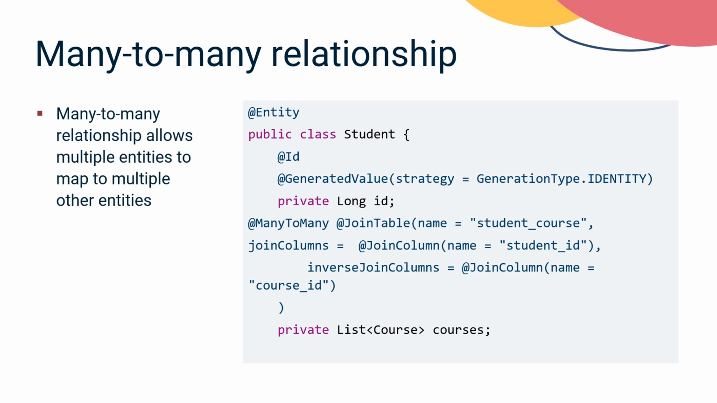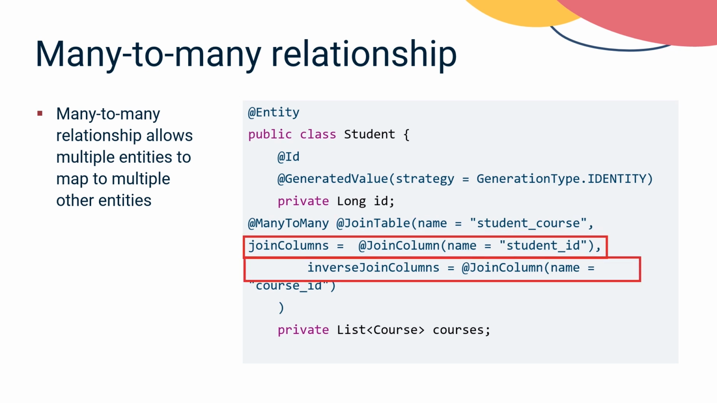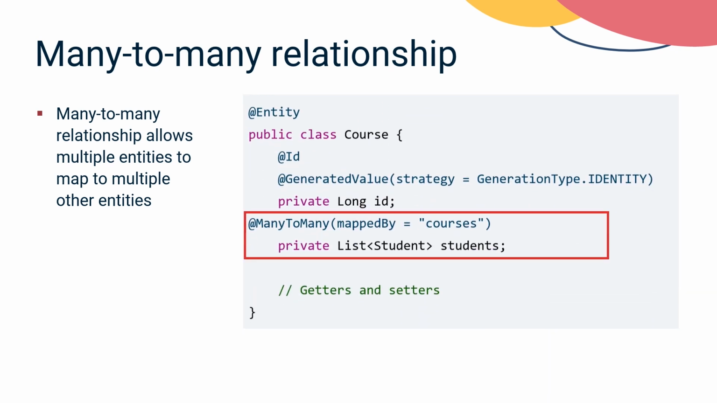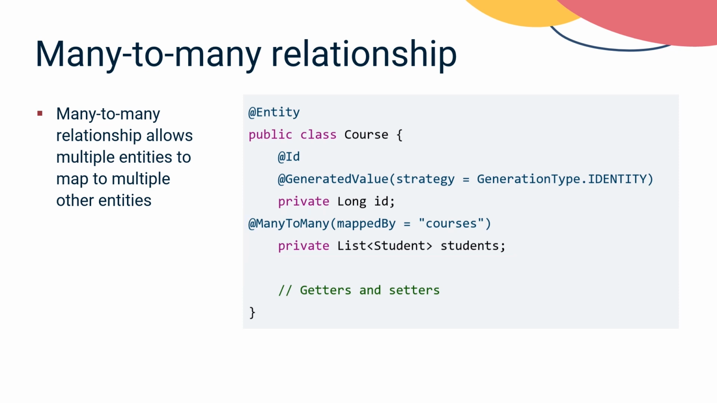A many-to-many relationship allows multiple entities to map to multiple other entities. For example, a student can enroll in multiple courses, and each course can have multiple students. @ManyToMany establishes a many-to-many relationship between student and course. @JoinTable specifies the join table student_course for the relationship. Join columns and inverse join columns define foreign keys for student and course tables. And mappedBy indicates that student owns the relationship.